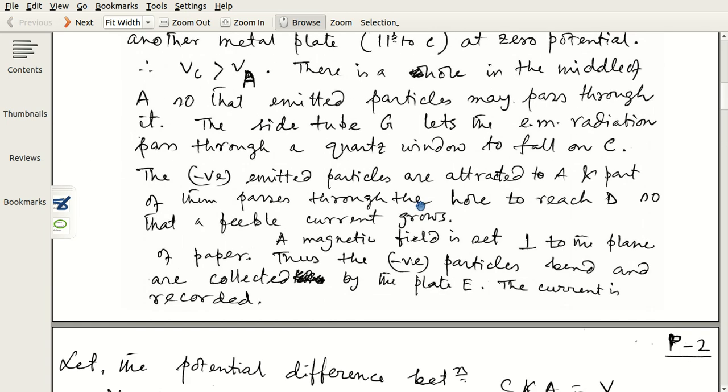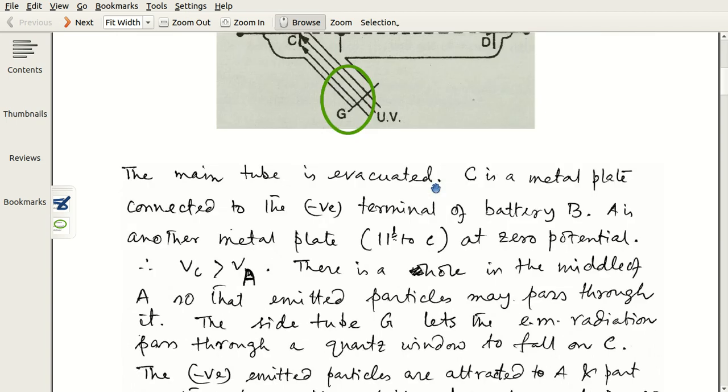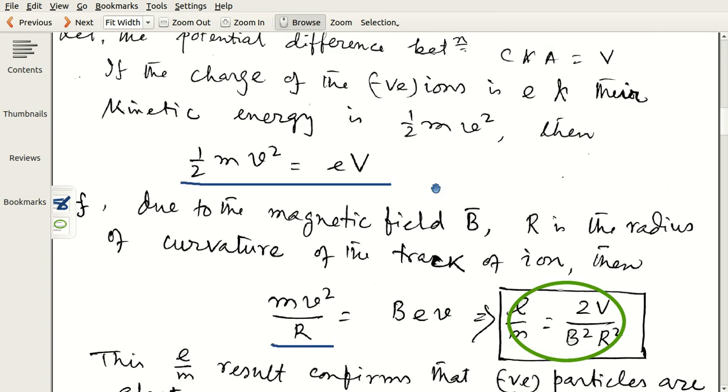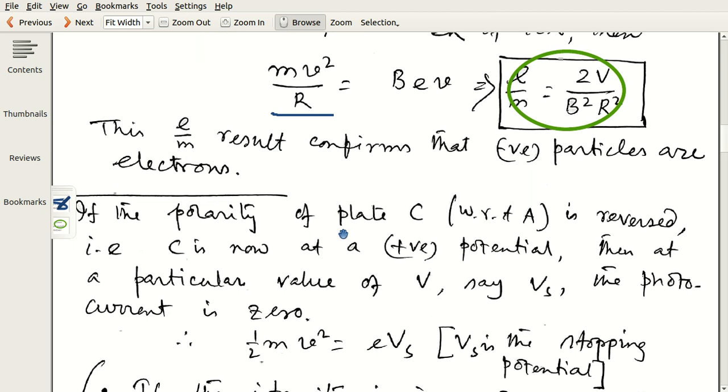Remember that if the particles were positive, then the bend should be in this way. For positive particles, the bend should be along this direction. So the direction will decide whether the particles are negative or positive, and from the direction of bend you get the charge negative, and by E by M you now confirm that these particles are electrons.